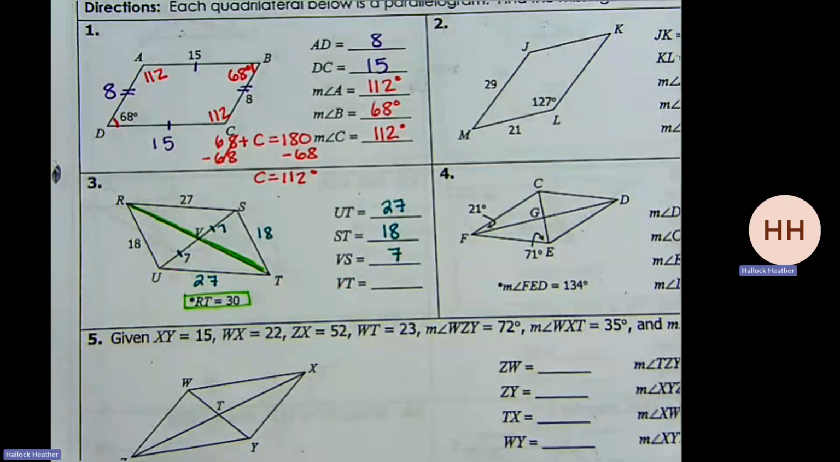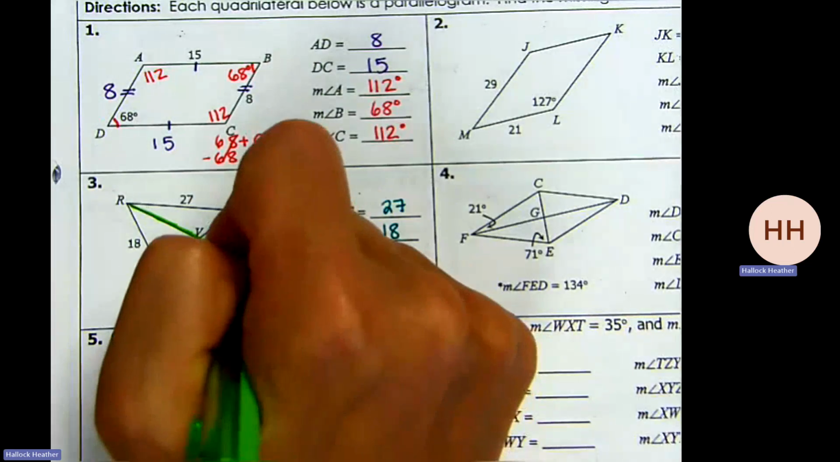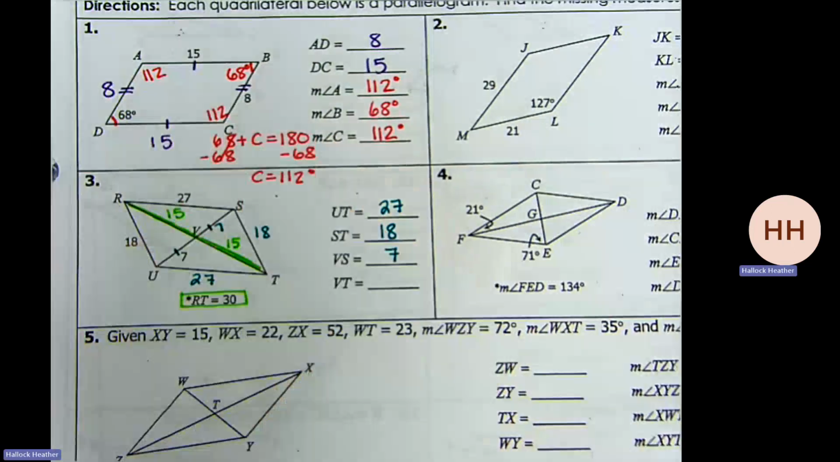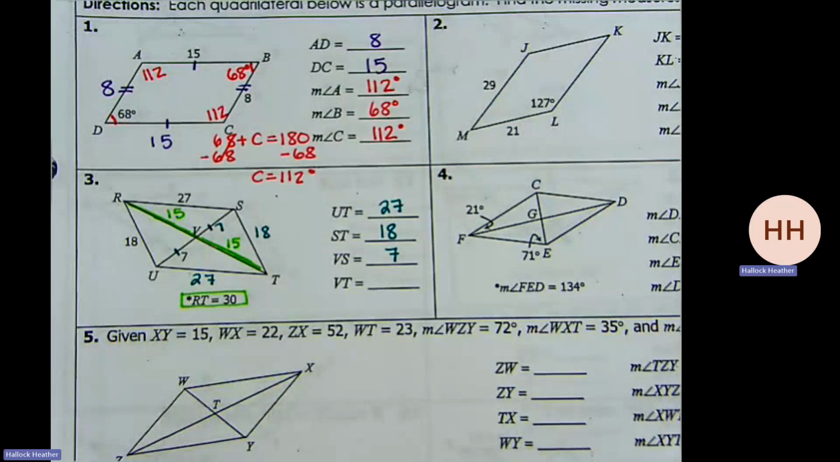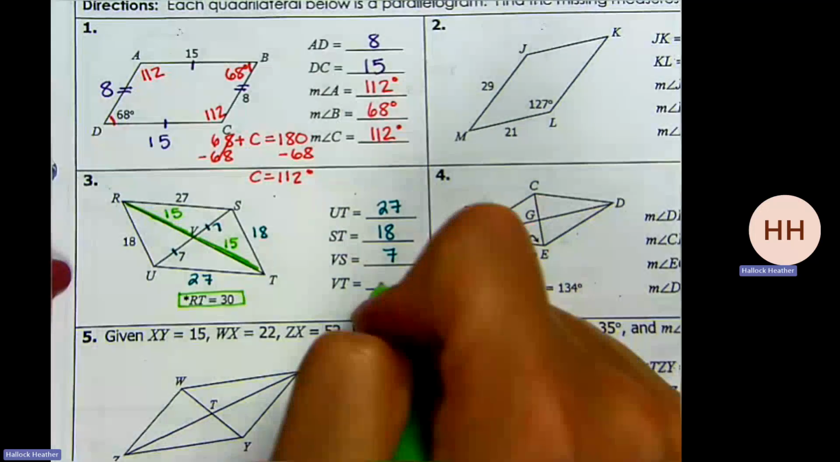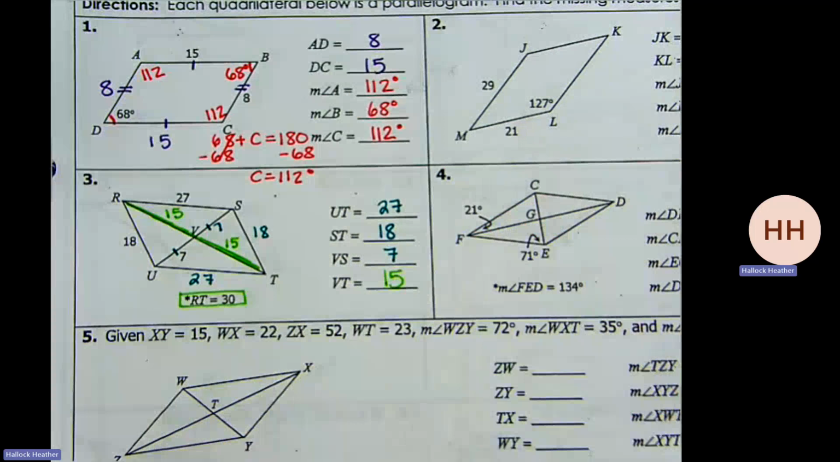So not all the numbers are in the picture. I have to add that. RT is 30, which means that this piece is 15 and this piece is 15 because it's creating a bisector. The diagonals are bisecting. So this length is 15. Not too bad. Okay, so now we get into a little bit weird. These were all side lengths. Side lengths make sense. The angles are a little bit difficult.